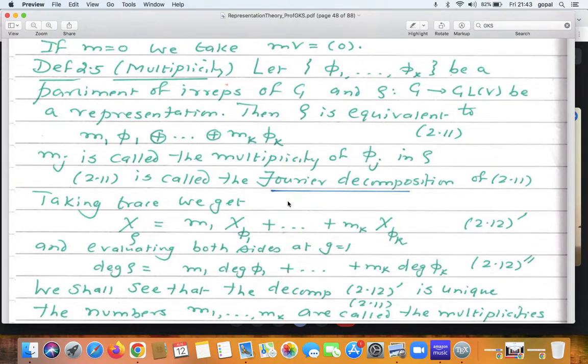It's a Fourier decomposition of rho. I should make this change: I should cut this 2.11 and make it rho.